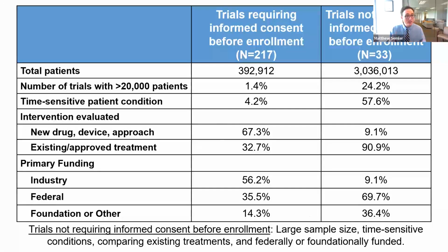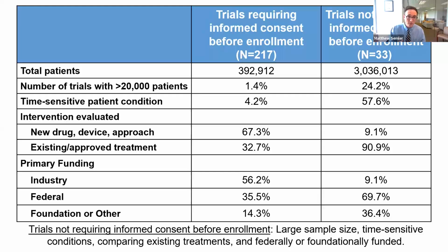So how did these trials differ? The 87% that required informed consent versus the 13% that did not require informed consent before enrollment. We already talked about the patient populations being substantially larger in the trials that did not require informed consent. And as you might guess, the majority of trials that did not require informed consent evaluated time-sensitive patient conditions where consent might be more likely to be impracticable. Only 4% of trials requiring informed consent evaluated such conditions.